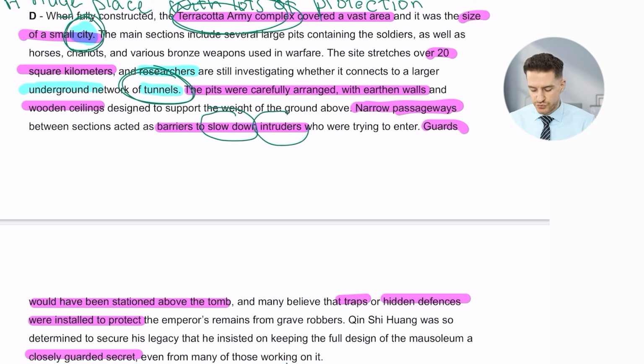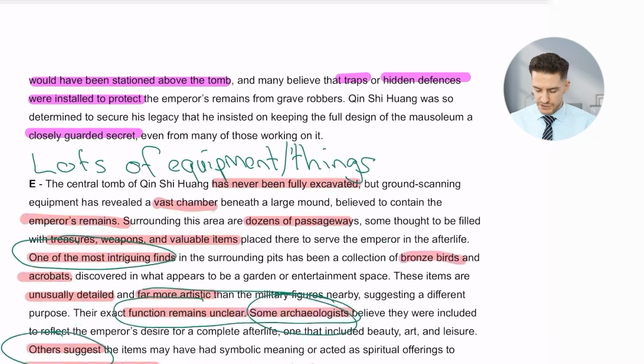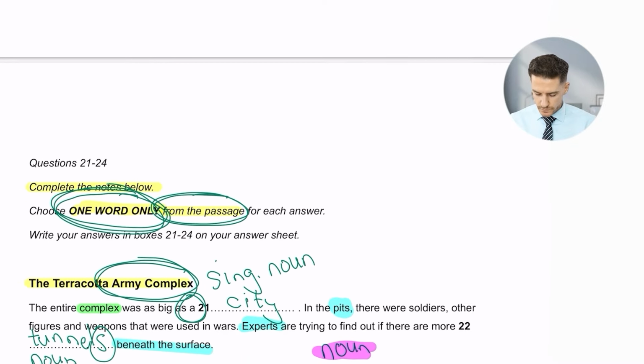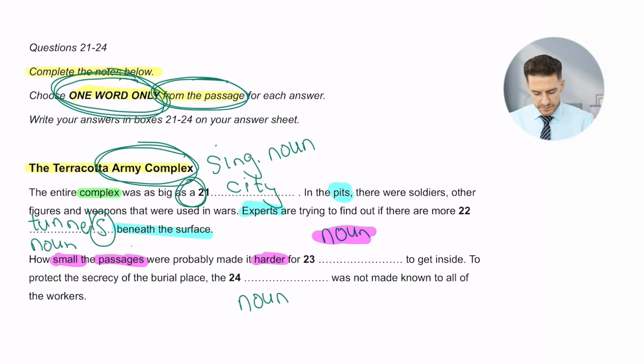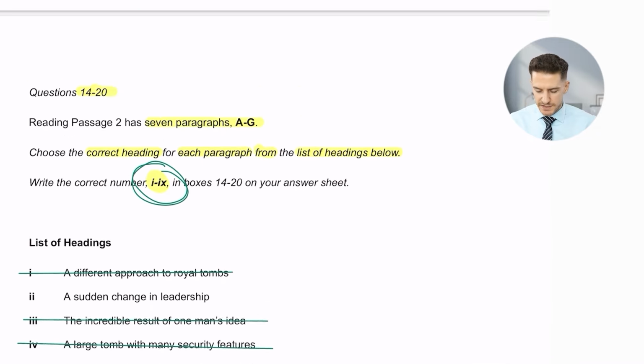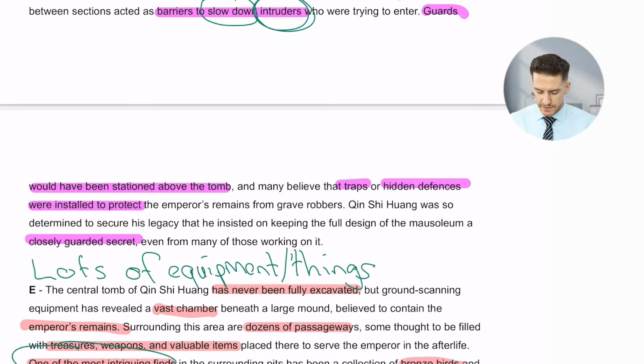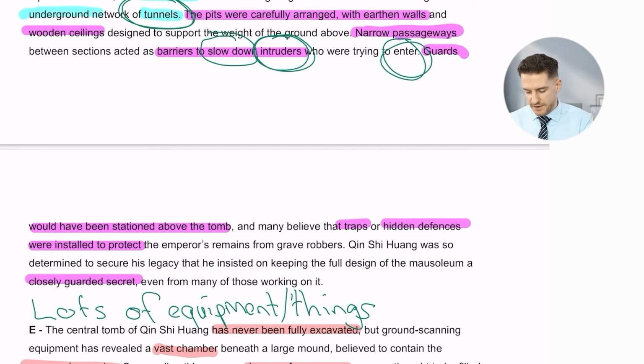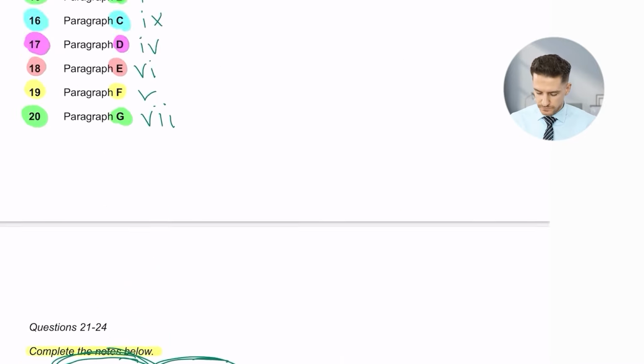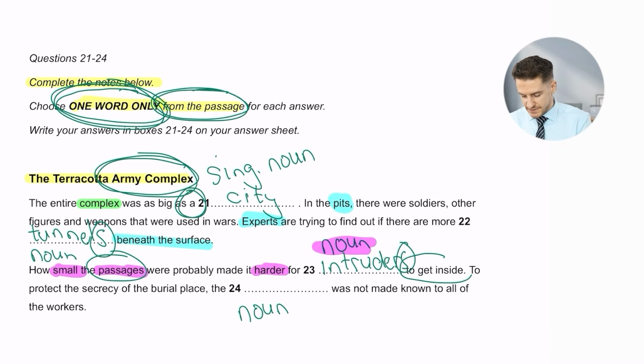And then it says intruders. Okay, who were trying to enter. So it looks like intruders might be the correct answer, but let's just double check. Let's go down. Yes, we found the passages, made it harder for intruders to get inside. And again, you need to have that S. Now, just let me double check. Always double check if you have time. Yeah, who are trying to enter. Okay, so that has a very similar meaning as to get inside. All right, let's move on and go to the next one.